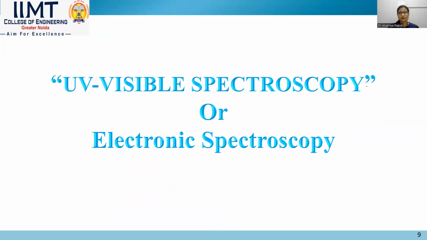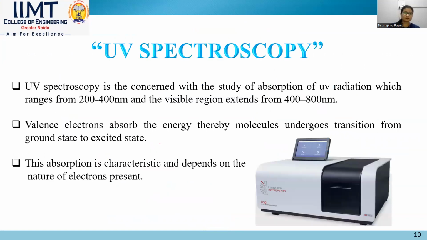Now we are going to UV visible spectroscopy. It is also known as electronic spectroscopy because the process of this spectroscopy works on molecules absorbing light and getting excited from the ground state to the excited state. UV spectroscopy is generally concerned with the study of absorption of UV radiation. That means molecules absorb UV radiation, which ranges from 200 nanometers, and the visible region extends from 400 to 800 nanometers. In this technique, the valence electron absorbs the light energy, thereby the molecule undergoes transition from the ground state to the excited state.